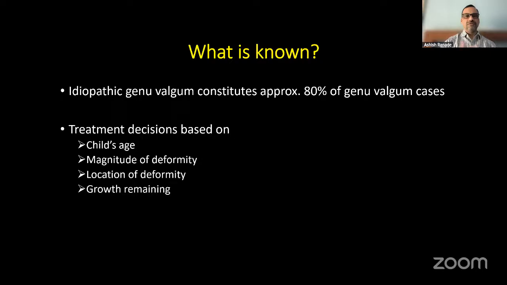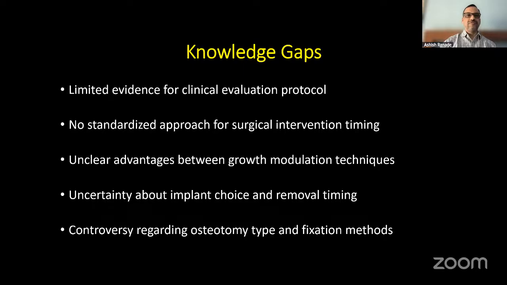The decisions are based on all these factors, but there are a lot of gaps. There is limited evidence for a clinical evaluation protocol. Do I base my decision only on intermalleolar distance? Do I use the flexion test and decide? There is no standardized approach for surgical intervention. When do I remove the growth plates? Where should the axis be? Should I be doing X-rays every 6 months, 3 months, or is just clinical evaluation sufficient? Again, how do I decide between implants? There are a lot of unknowns, and the same goes for osteotomy types and fixation methods.